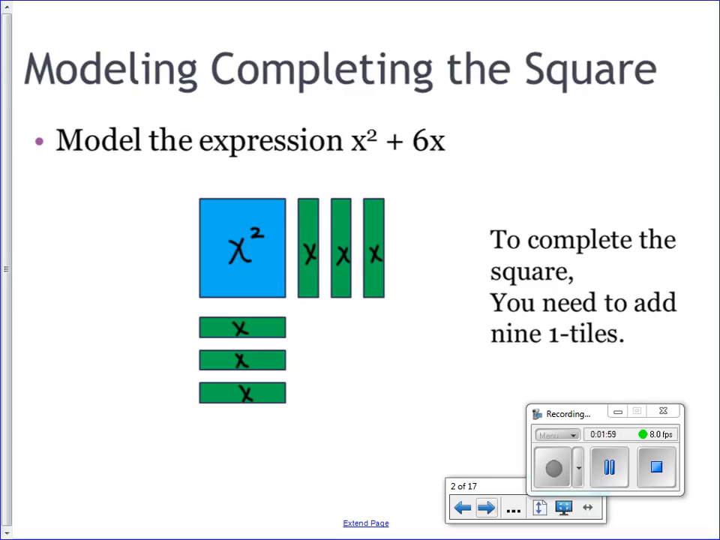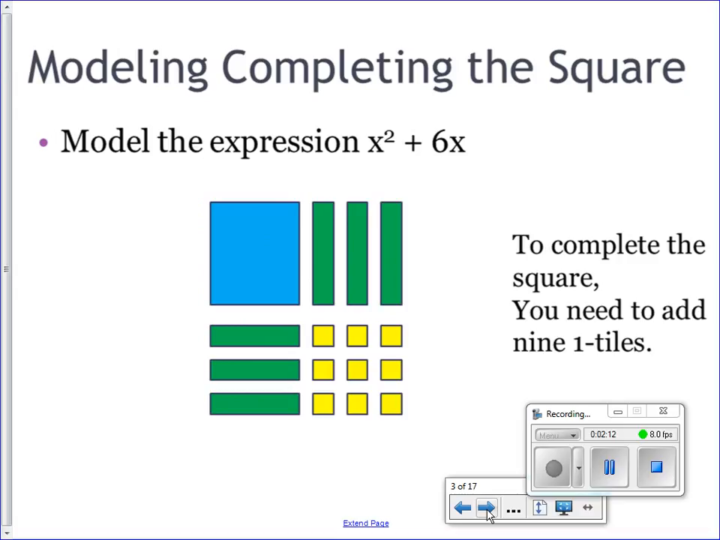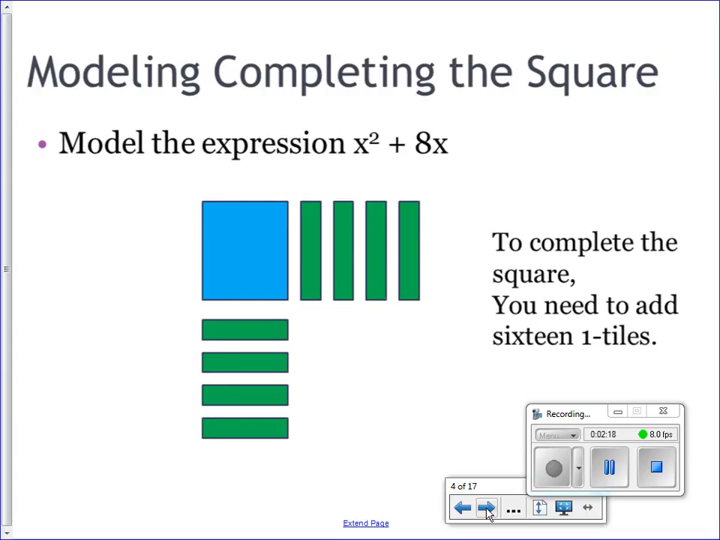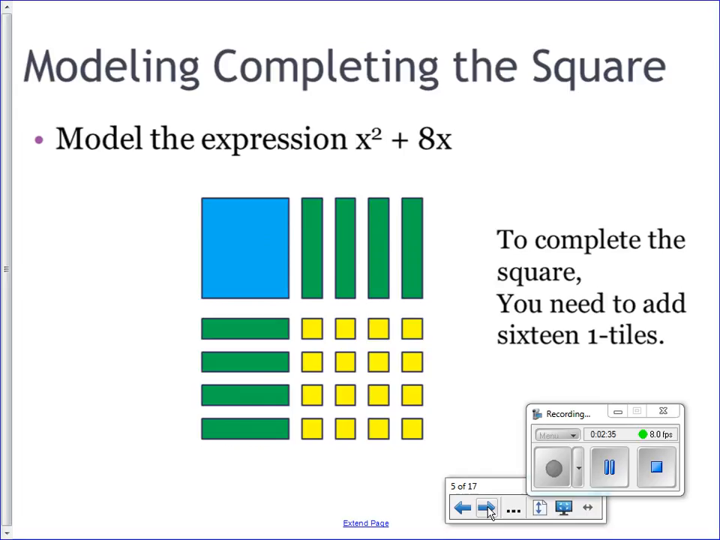So in order to complete the square, which is what we're going to be doing in this lesson, notice that you would need to add 9 little square tiles to complete it. And here's a picture of what that would look like. I have a few more examples. Here's a model of x squared plus 8x. How many squares would it take to complete this square? Well, it would take 16 tiles that would be a 1 by 1 tile. And there they are. All right, and that makes a full square then.